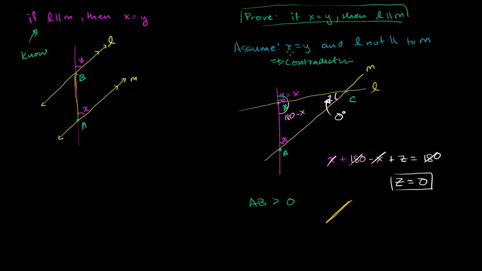Then it essentially proves that if x is equal to y, then L is parallel to M. Because we've shown that if x is equal to y, there's no way for L and M to be two different lines and for them not to be parallel. And so we have proven our statement. So now we go in both ways. If lines are parallel, corresponding angles are equal. If corresponding angles are equal, then the lines are parallel.